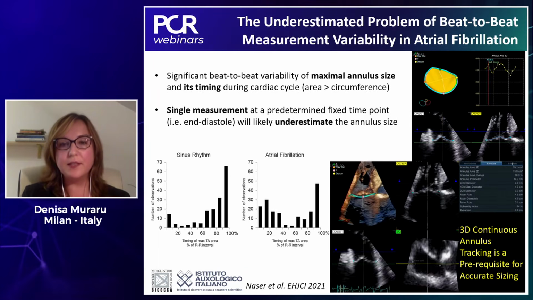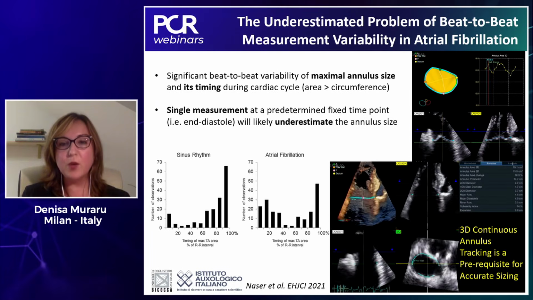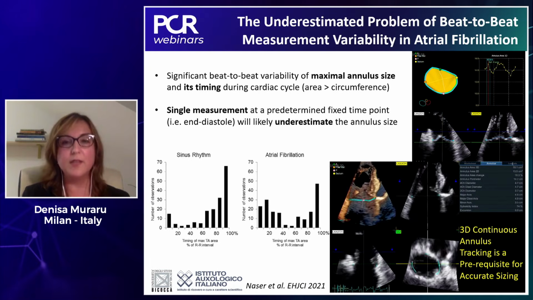And recently, this very elegant study from the Mayo Clinic showed that there is quite significant beat-to-beat variability in the measurement of the annulus, and also the maximal size is reached at different moments of the cardiac cycle, meaning that if you measure at a predefined time point, for instance end diastole, you will likely underestimate the annulus size if the patient has atrial fibrillation. And this underscores the importance of continuous annulus tracking as a prerequisite for accurate sizing of the annulus.